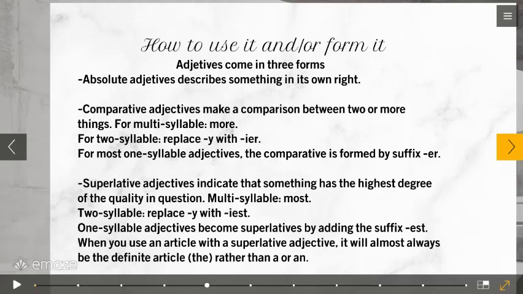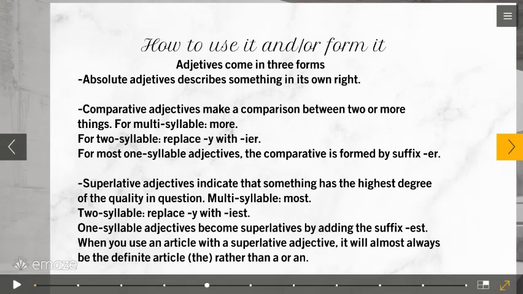The second one, comparative adjectives, makes a comparison between two or more things. For multisyllable adjectives, use the word more. For two-syllable adjectives ending in y, replace y with ier. For most one-syllable adjectives, the comparative is formed by adding the suffix er.